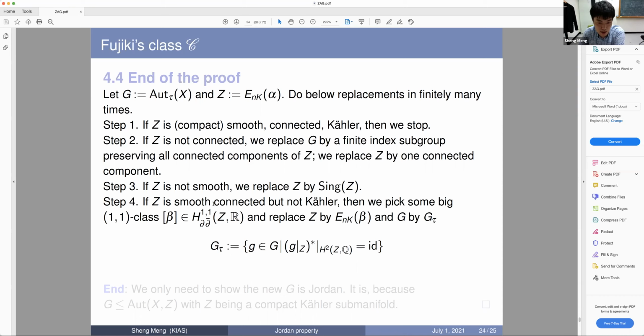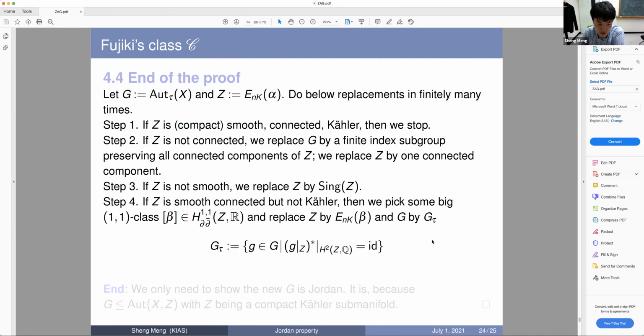And if Z is smooth and connected after finitely many steps of 2 and 3, but it is not Kähler, then we can pick some big (1,1) class beta, which is a (1,1) class in H^{1,1} of Z, and replace Z by the non-Kähler locus of beta, and G by the following subgroup G2, which is the subgroup acting trivially on H^2(Z, Q). And we can always do so until we meet step 1, because Z is compact. Each time you reduce the number of connected components or you reduce the dimension, so you can only do finitely many replacements.